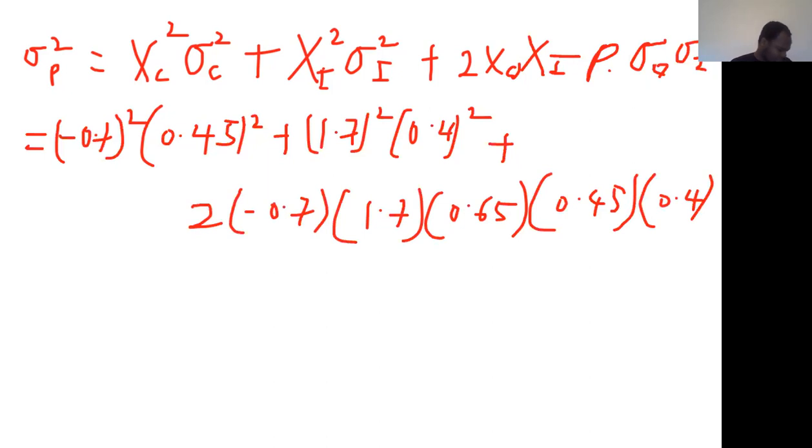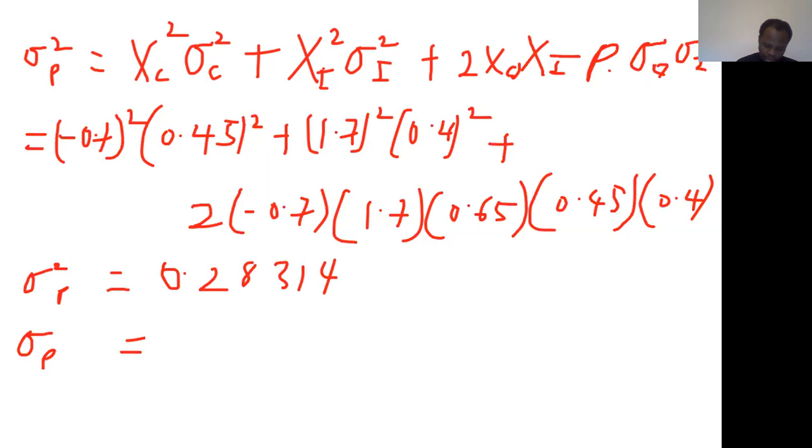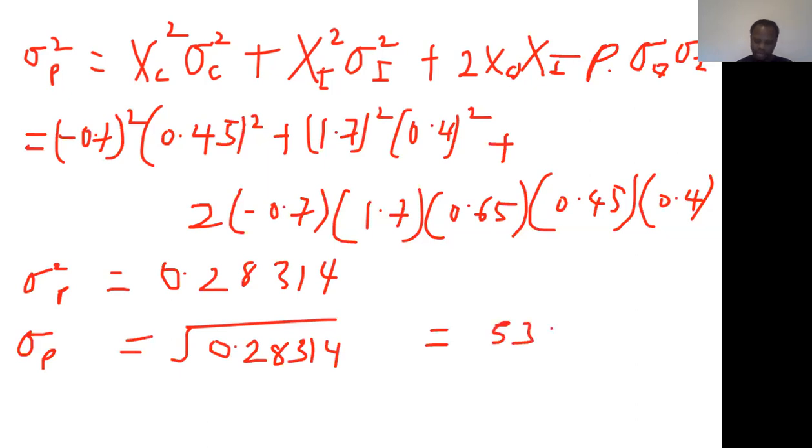When you solve this, I think I can code it from my end. When you add up everything from here, you are going to get 0.28314. This is a variance, so when you find the square root, which gives you 53.21%, this represents the volatility of the portfolio. So that is the B part.